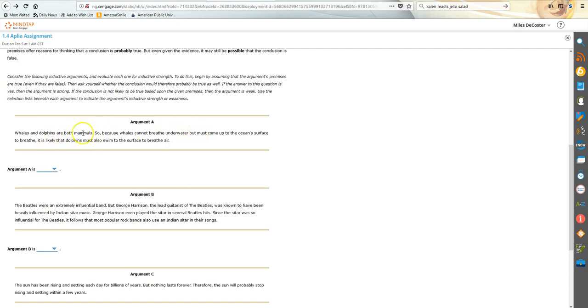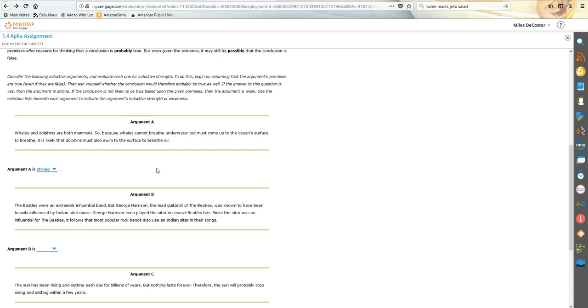And then ask, well, if those two things are true, is it more likely that dolphins swim to the surface to breathe air? And there I want to say, yeah, it's not airtight. And I could think of reasons why dolphins might not do it, because maybe there's some dissimilarities between whales and dolphins that I don't know about. But assuming these two things are true, it at least makes that conclusion more likely, so that's a strong argument.